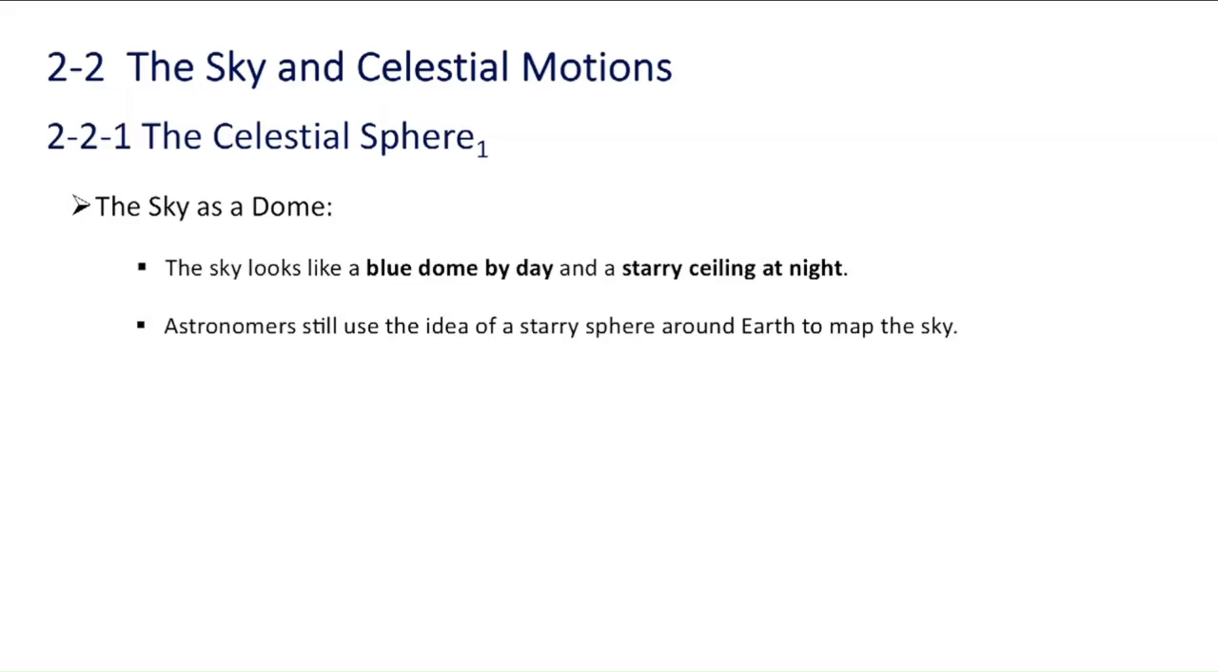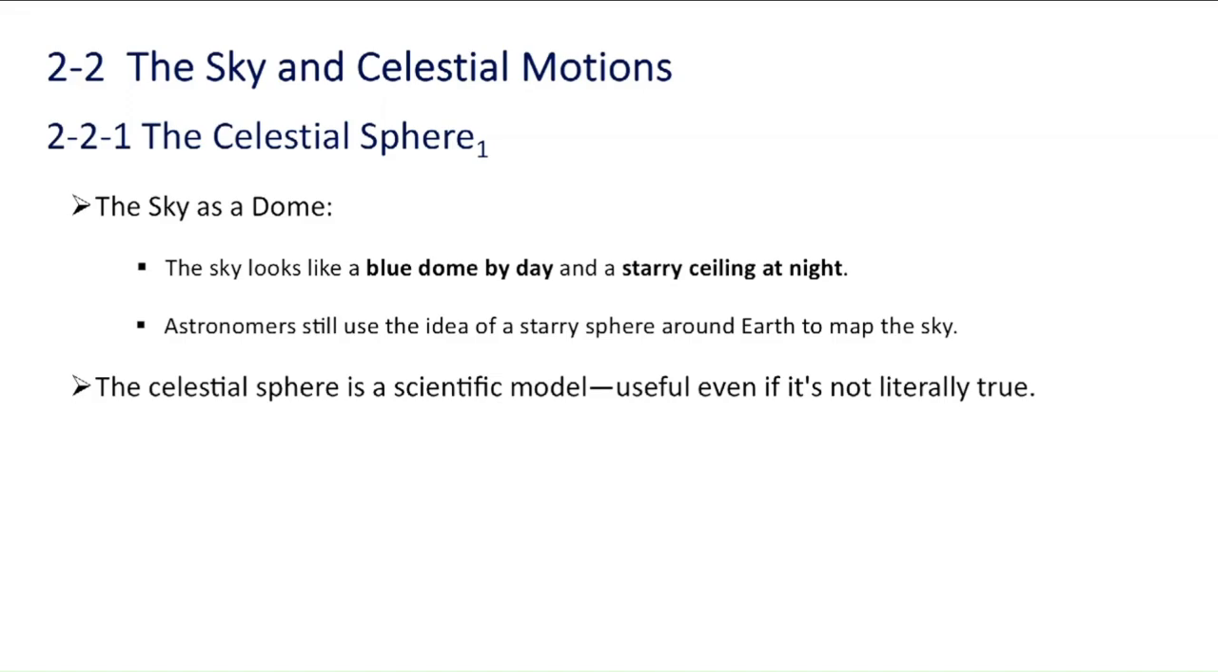Ancient people saw the sky as a giant dome overhead, a big blue lid in the daytime and a sparkling ceiling at night. Pretty poetic, right? So even though stars are at different distances, it's helpful to imagine them stuck on a giant sphere around Earth. So this makes it easier to describe where things are in the sky.